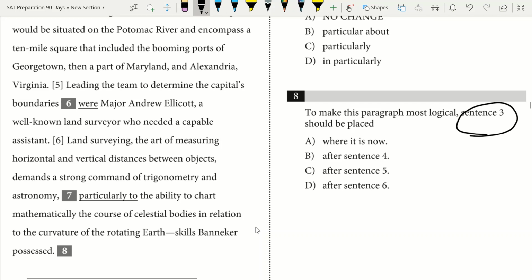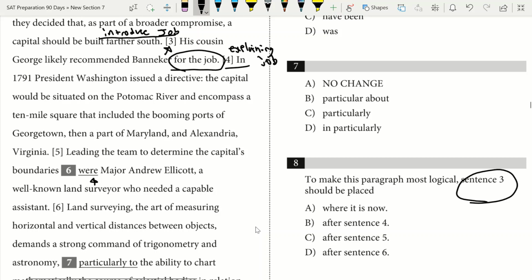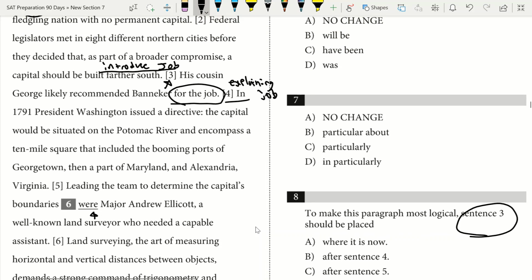Leading the team to determine the capital's boundaries was, this has to be was, Major Andrew Ellicott. How did I know it was? Well, this is a question about tense. We're working in the past tense, and since we're working in the past tense, my answer has to be was, because that's the only one that is in the past tense. Additionally, were would be plural. Even though were is past tense, it's plural, and I need my singular because we're only talking about one man. Leading the team to determine the capital's boundaries was one man, Major Andrew Ellicott. So we need that singular was, past tense singular, only one there is was. So that's why 6 were is wrong.